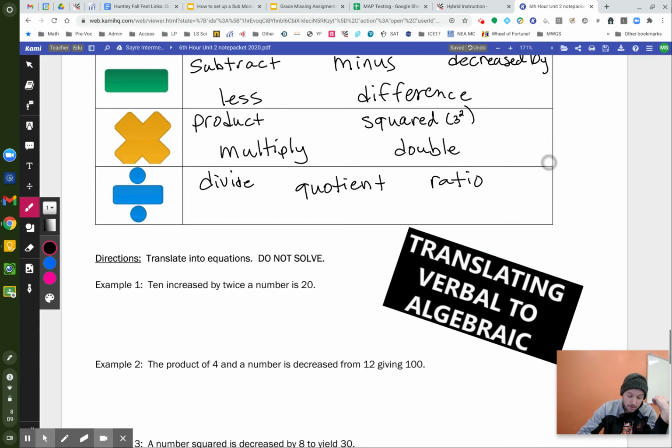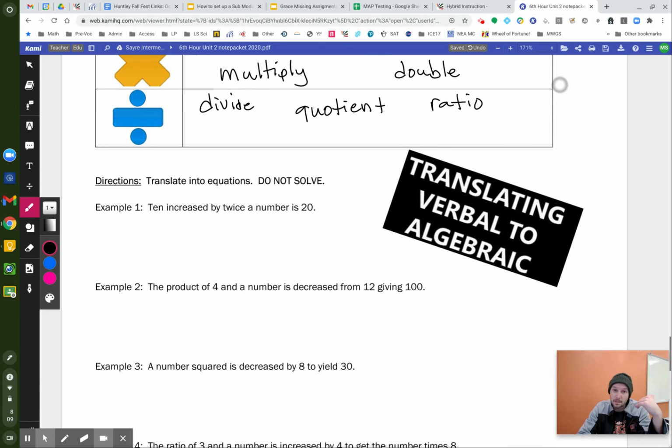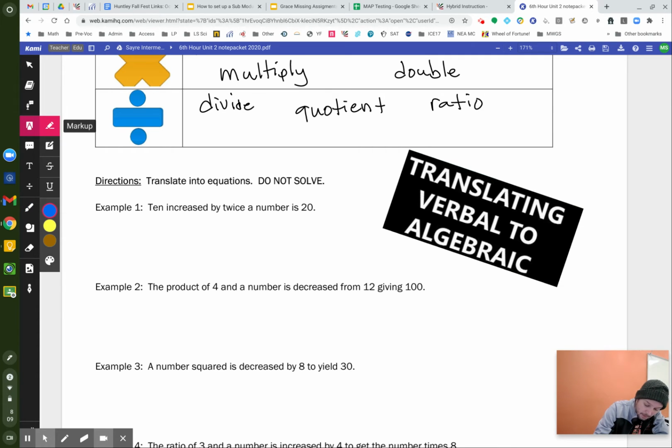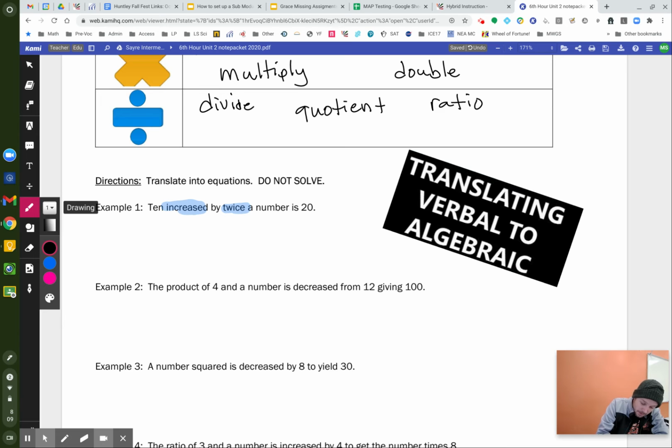All right, so we're going to translate these sentences into equations, but we're not going to solve them. You don't need to solve for this assignment. You just need to translate them, okay? So we're going to look at this. We've got 10, and I'm going to highlight, so increased by twice, right? So what that tells me is this is going to be plus, and twice is times, okay?